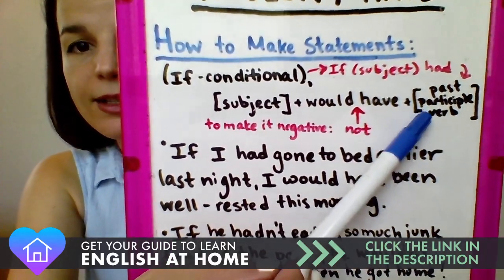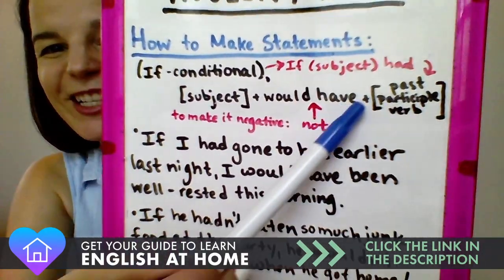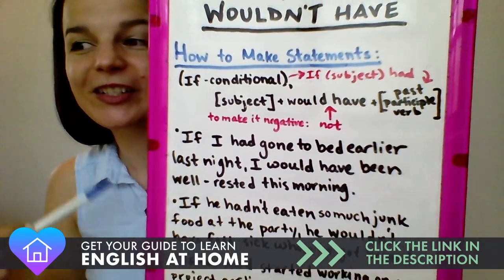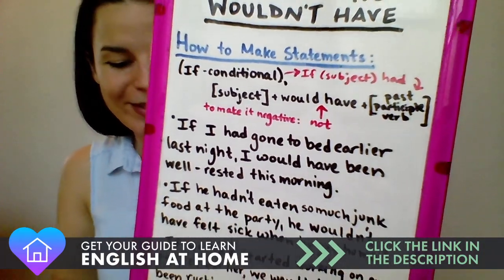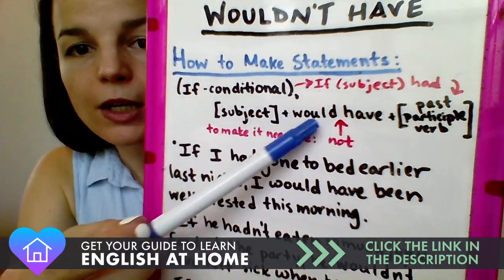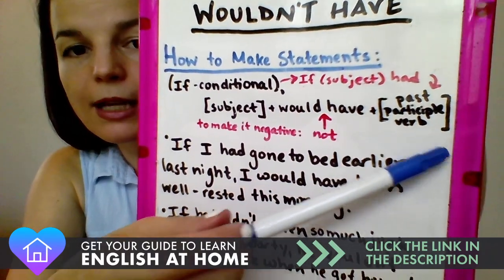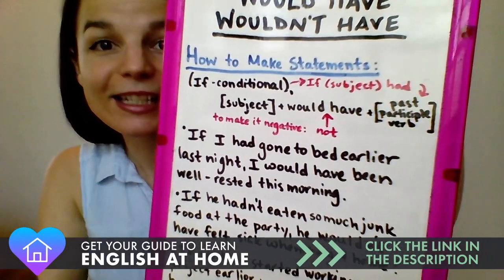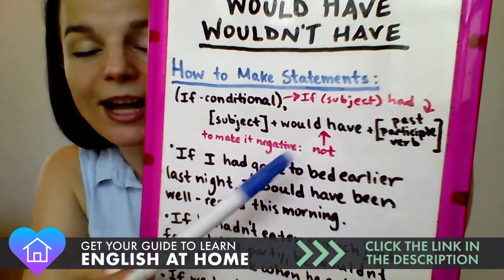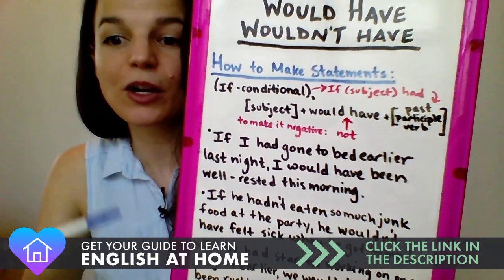So again, this is something that you have to study. I'm going to introduce some very common examples today. All right, so subject, would have, past participle, and to make it negative, put not right here. So would not have, or as we practiced earlier, wouldn't have.